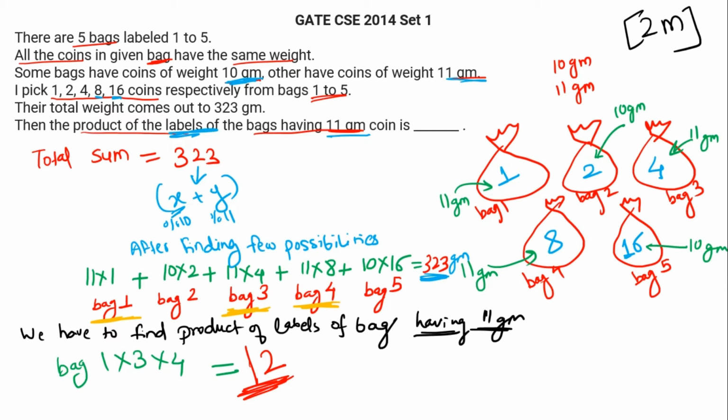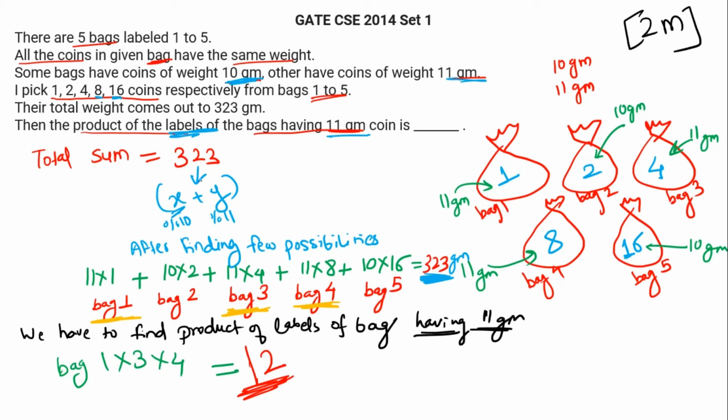Now what I did, I find all possible ways where I can get the value for this particular bag, like what is 1 into 10 or 11 plus 2 into 10 or 11 plus 4 into 10 or 11. For all of these possibilities I have tried one combination and there is only one chance where I am getting the answer, that is 323. That is, if I keep the first bag having 11 gram, second bag 10 gram, third bag 11 gram, fourth bag all the coins of 11 gram, and the last bag all 16 coins of 10 gram, in this case I will get the sum of all of this as 323 grams.